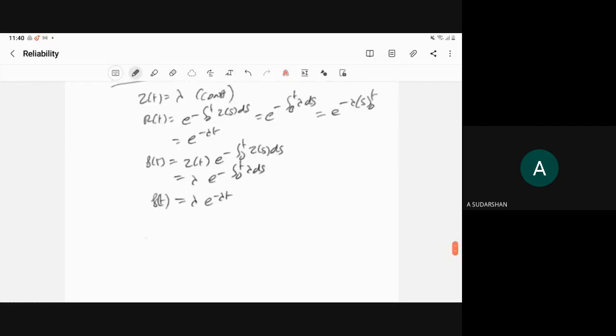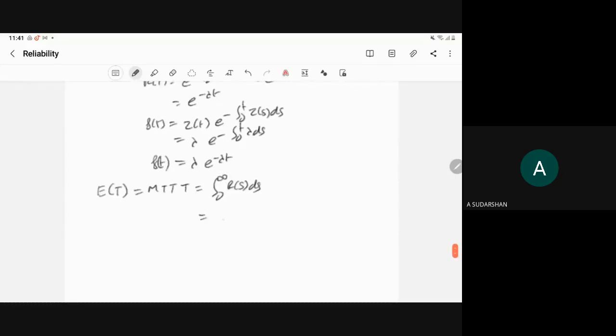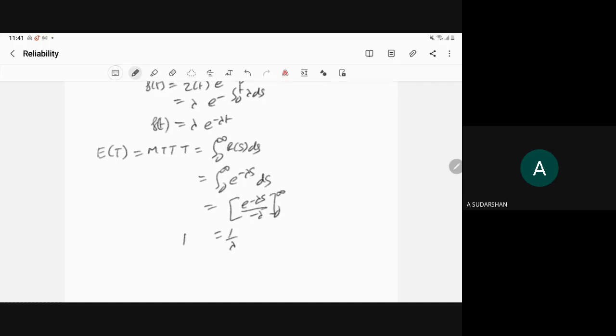Then after, mean time to failure, MTTF. We know the formula: integral 0 to infinity Rs ds. Rs is e to power minus lambda s, because Rt is equal to e to power minus lambda t. So this will become e to power minus lambda s upon minus lambda, from 0 to infinity, which gives you 1 upon lambda. So the mean time to failure of the device is 1 upon lambda if the hazard rate is constant, or if time to failure follows the exponential distribution.